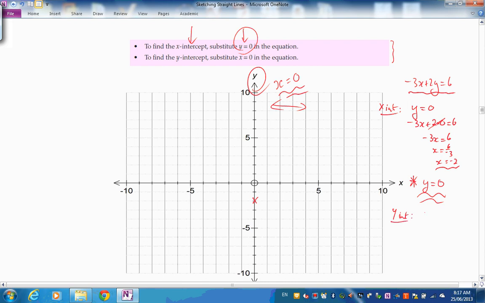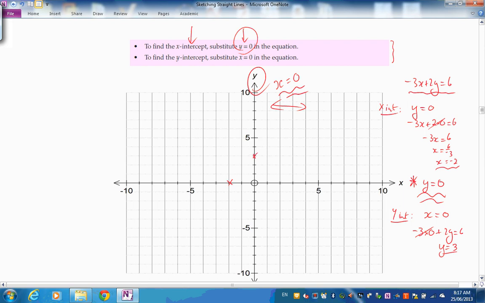On the y-axis, x is 0. Let's go to the equation. Negative 3 times 0 plus 2y equals 6. Negative 3 times 0 is 0. So y equals 6 divided by 2, which is 3. Uh-oh, I've stuffed that up. Wrong axes, mate. That should have been x equals negative 2, over here, and y equals 3 up there. Making some mistakes here.